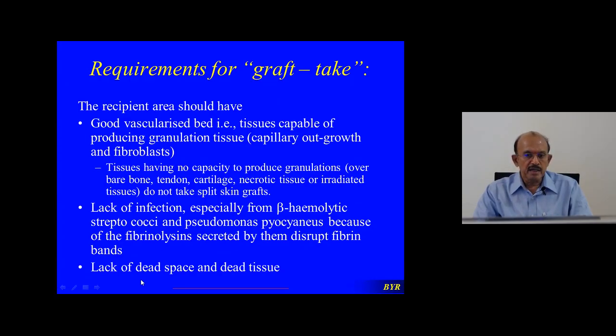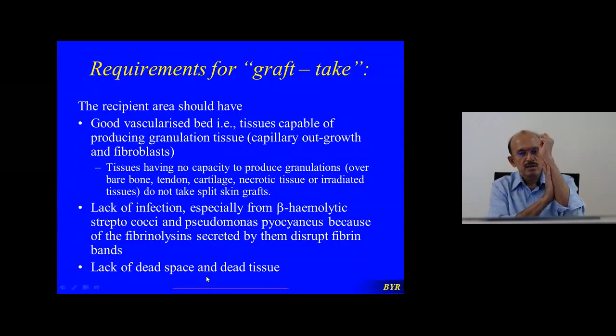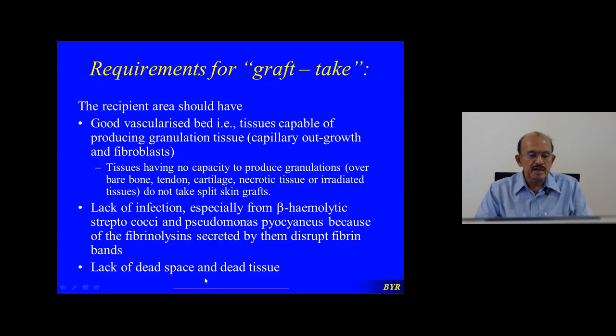And there should not be any dead space or dead tissue. What is the dead space? If you place the graft here, for example, this is the recipient area. You take the graft from the thigh and place it here. There should not be any air bubbles between the graft and the underlying tissues. It should be closely adherent to the underlying tissues. So there should not be any space between the graft and the recipient area, and there should not be any dead tissue between the graft and the recipient area.